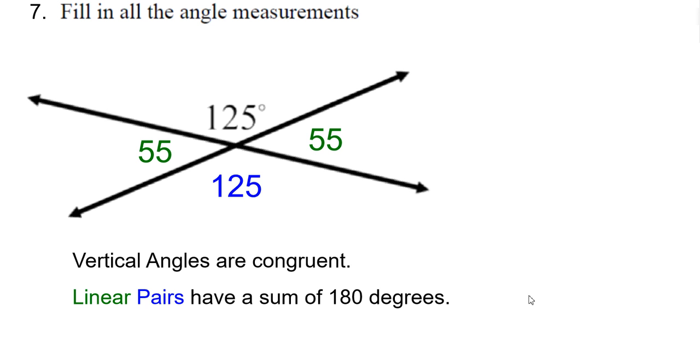So going through the mathematics, remember 180 minus 125 would be 55. So that would be the measurement for this angle and its vertical pair. Again, we talked about the vertical pair here being 125 degrees. So the two angle facts that we used were vertical angles being congruent to answer the questions. Also, linear pairs have a sum of 180 degrees.